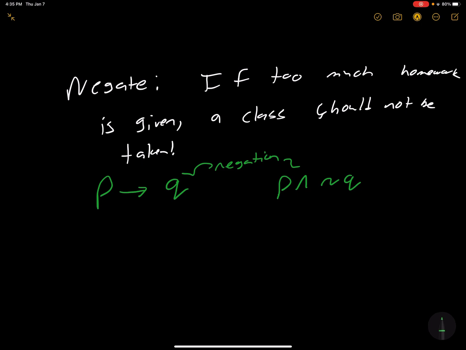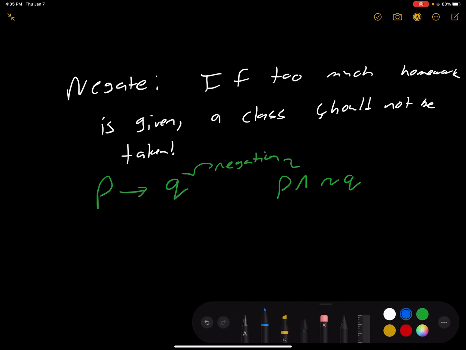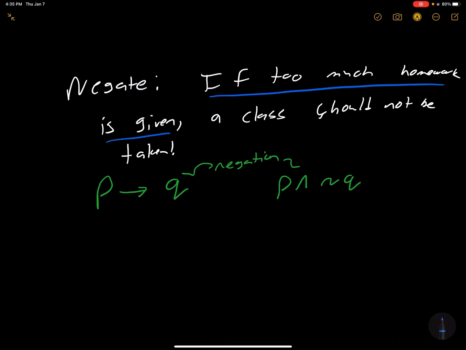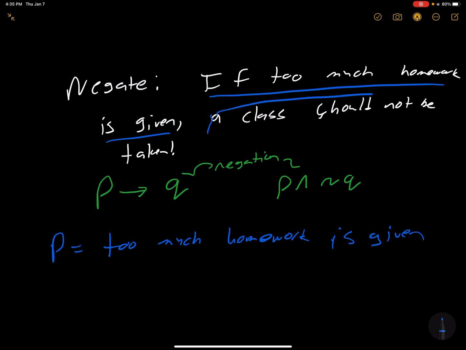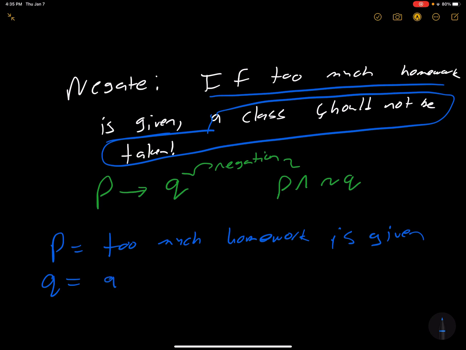Okay, so the first thing we want to do is turn our sentence into symbolic logic. We have too much homework is given. It's an easy P. P equals too much homework is given. And then we have a Q, a class should not be taken. Okay, so we have a not. So Q, remember, we never want our simple statements to have any negatives in them. And this does, so we're going to say Q is a class should be taken.